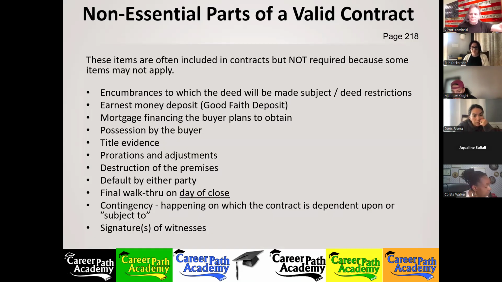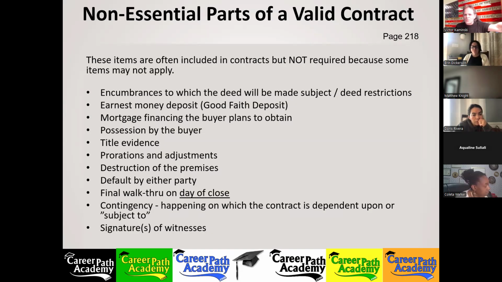Possession by the buyer. Well, we state when the buyer is going to take possession of the premises, but that's not essential for it to be in the contract. Although all these things are in our standard contracts, they don't apply to every situation, as you can see. Prorations and adjustments for the final expenses, that's done by the closing agents, and that is definitely not done in the contract.